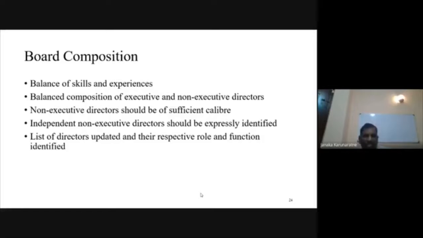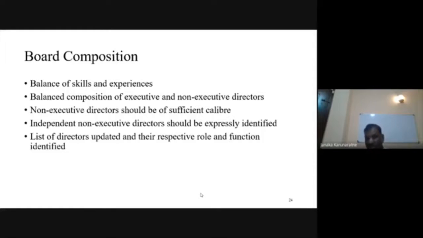Now, let's say even a bank board, if the board comprises all bankers, that may also not be good. They may have a lot of banking skills and experience, but they don't have other experiences. So let's have the board comprise different skills, different experience, which is related to the overall business. It's very important to have people with different skills on the board.